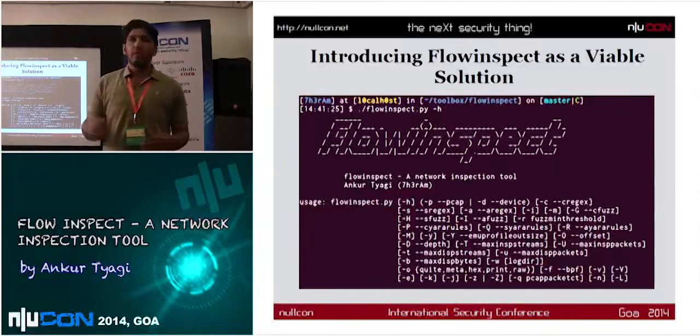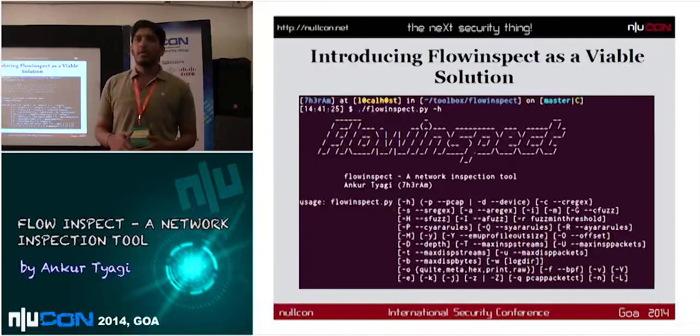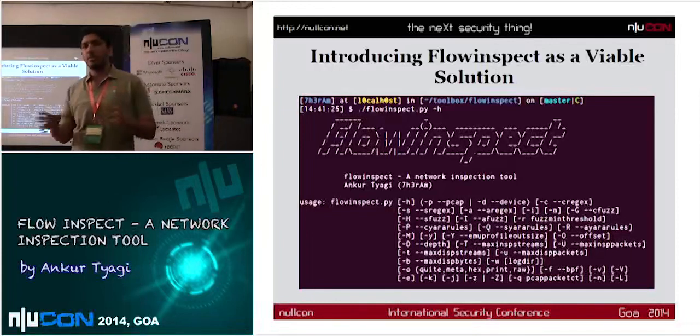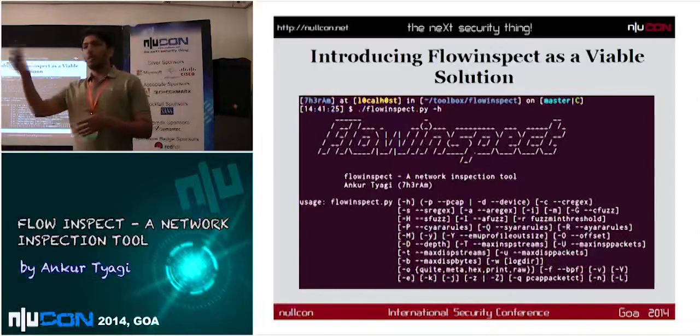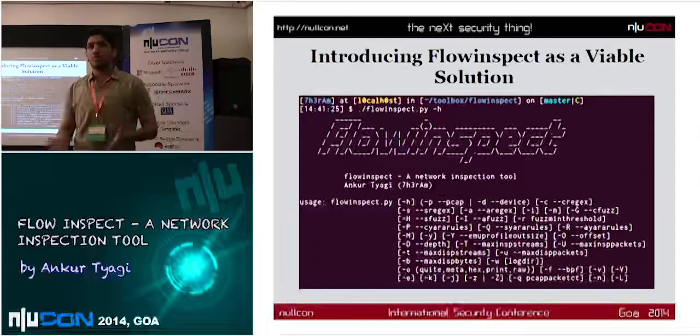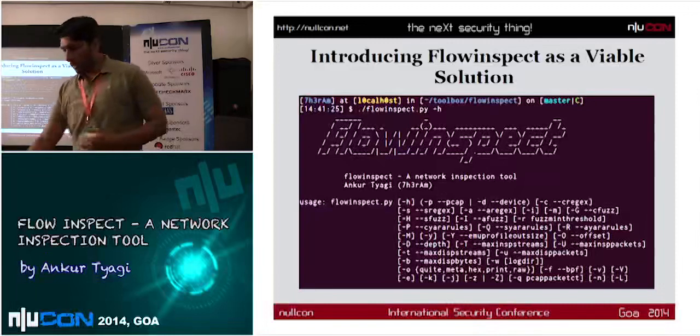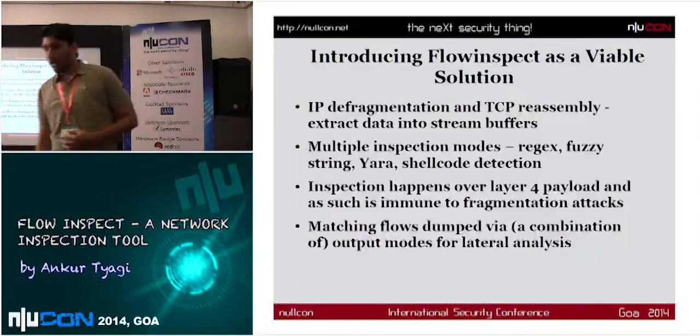Once the traffic is in, it will extract streams out of TCP packets, and once you have TCP streams, the buffers are populated, and then whatever inspection mode you have selected, based on those CLI options, inspection would happen. Once inspection happens, if a match is found, depending on the output modes, output would be dumped either to a file, or to a PCAP, or to stdout. Alright.